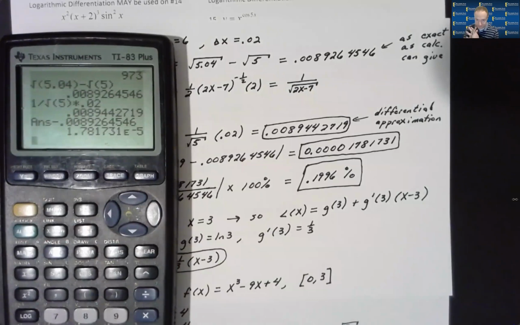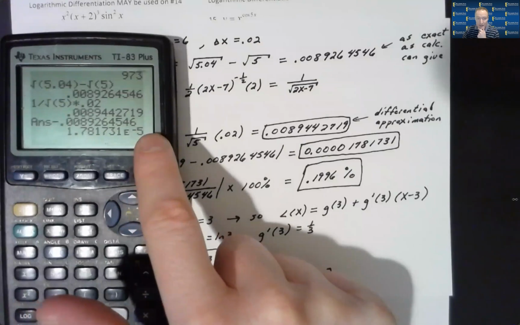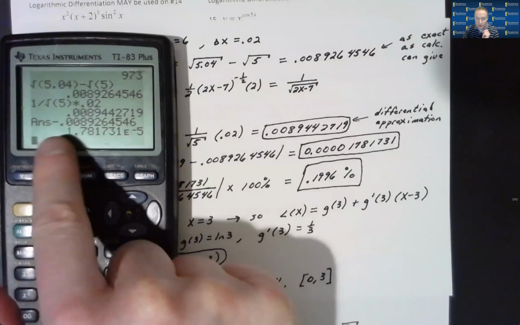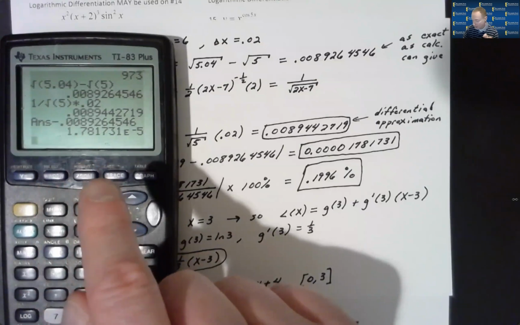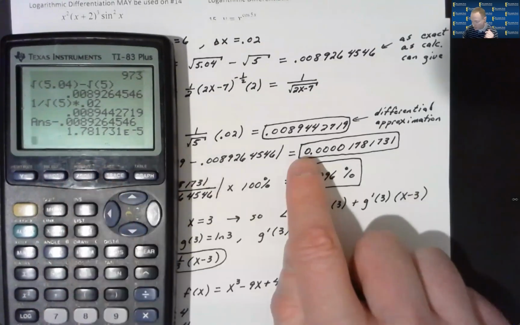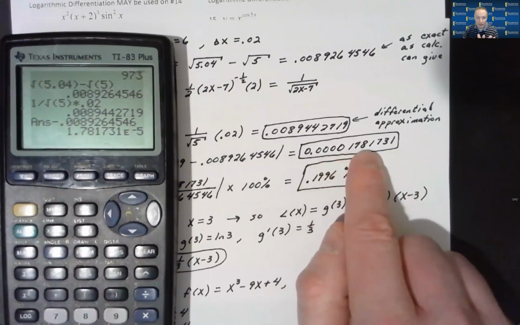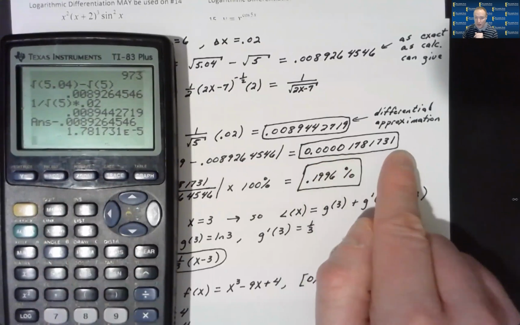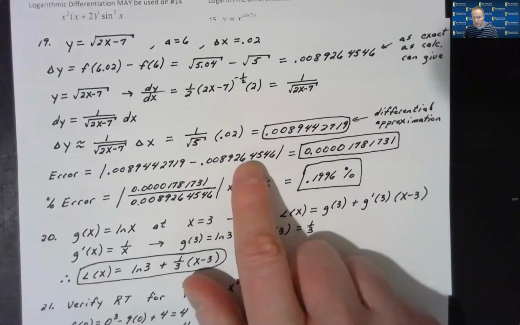Now, I need you to write this answer correctly. Please don't give me the scientific notation that the calculator is giving you. You need to understand that this means that there are 5 zeros before the first number you see here, and that's including the 0 to the left of the decimal place. So I just went ahead and said, okay, it's 0.0000, 5 zeros, and then 178, 1731. Now, that is the error, and it's already positive, so I didn't have to worry about changing the sign or anything.